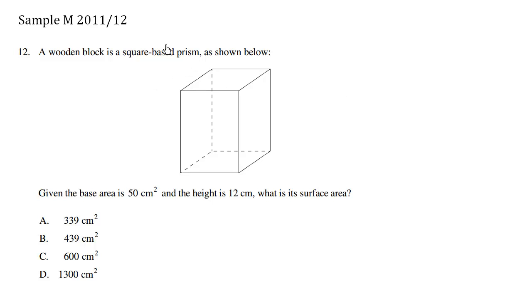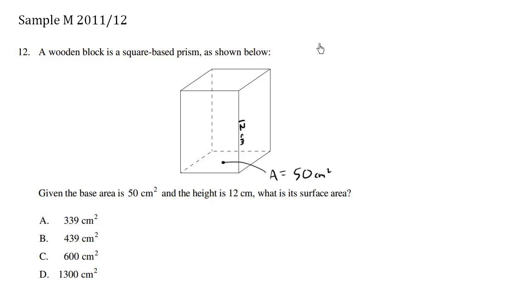A wooden block is a square-based prism as shown below. Given the base area is 50 centimeters squared, so this area here, area equals 50 centimeters squared, and the height is 12. So we have the height here is 12 centimeters. What is the surface area? We're trying to find the surface area of a rectangular prism here.